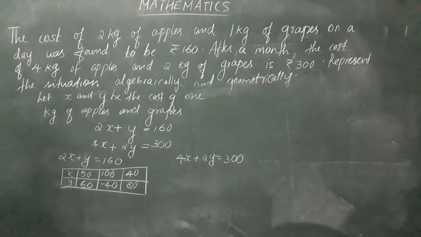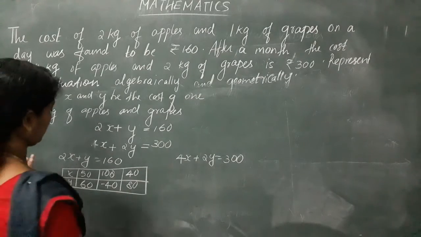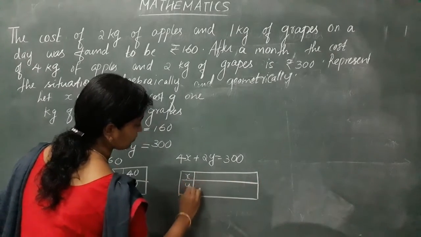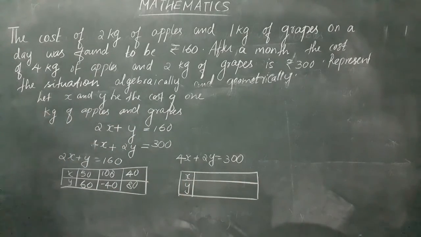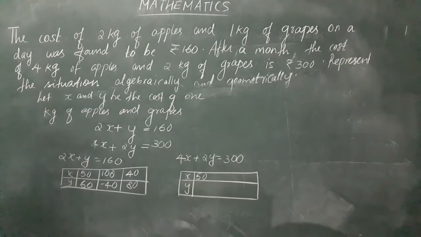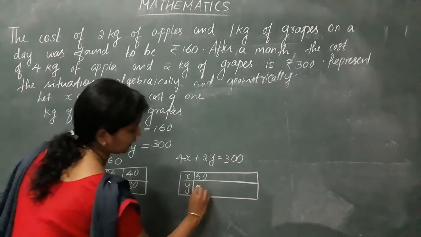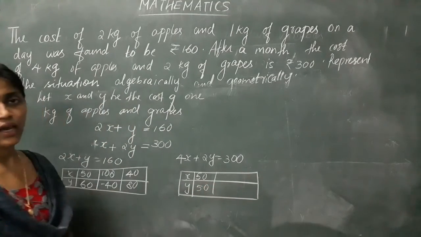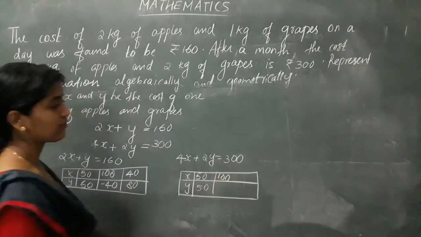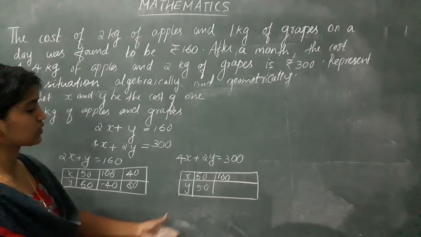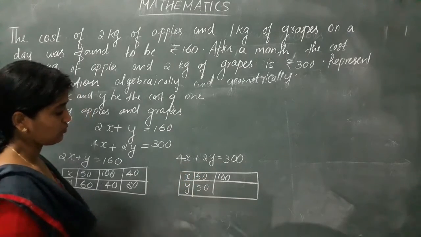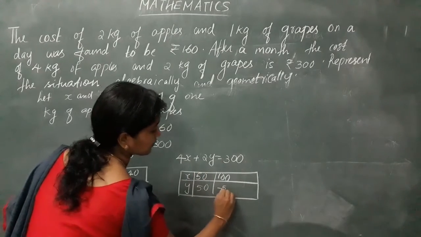Now for the equation 4x plus 2y is equal to 300, we have to give values for x and y and get the solutions there. So x, y. First I give the x value as 50. When I give the x value as 50, I'll get the y value also as 50. Clear? Next I can give some x value as say 100. So what do I get as the y value? y is equal to 300 minus 400, that is minus 50.